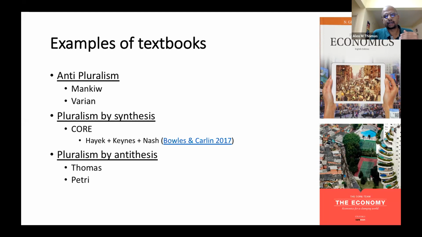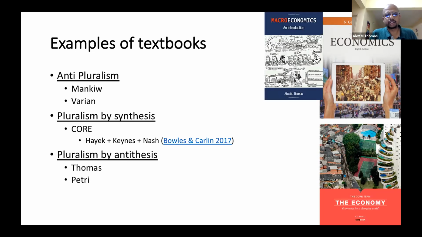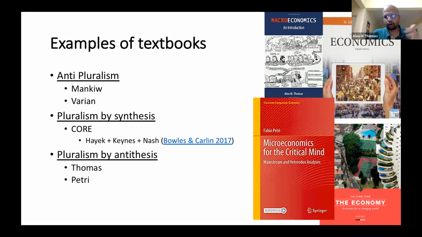Pluralism by antithesis, the way in which I've approached my macroeconomics book is to show that there are differences between broadly marginalist economics and, let's say, Keynesian, classical, Sraffian economics. And this book by Petri, which is a much more recent book or around the same time, is an advanced book, I believe, and I don't think it's meant for undergraduate students, but what Petri does is also that he distinguishes between mainstream and heterodox microeconomics. Because it's very common that in macroeconomics, we hear multiple schools of thought, but we don't hear a similar kind of contending debates within microeconomics.